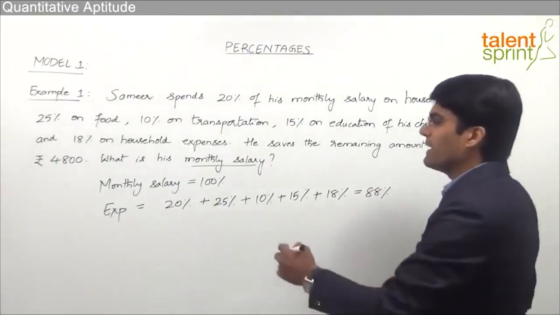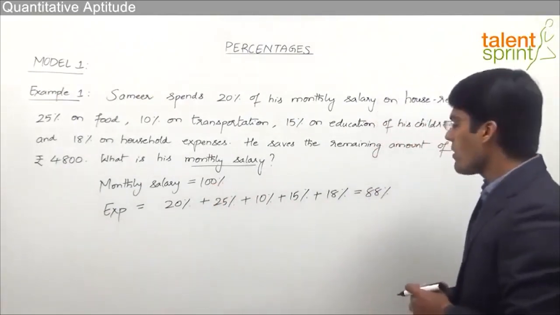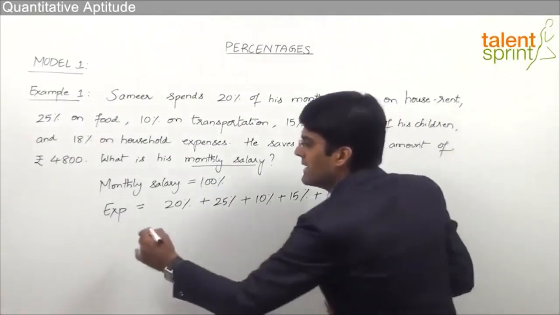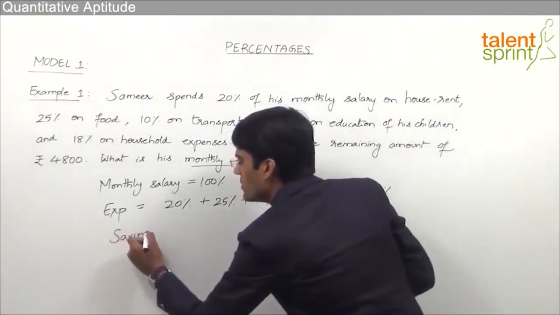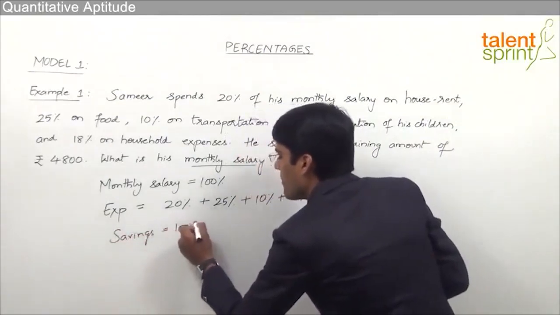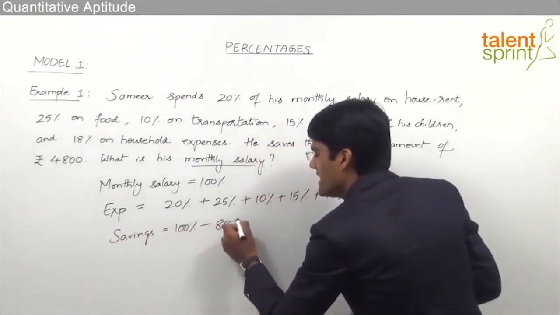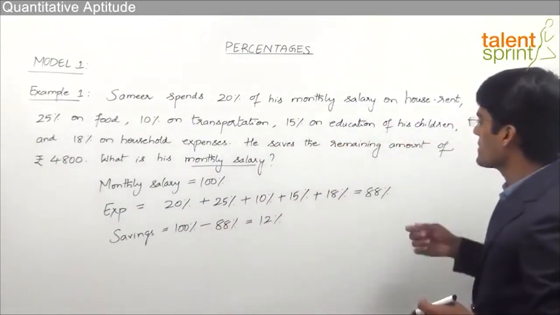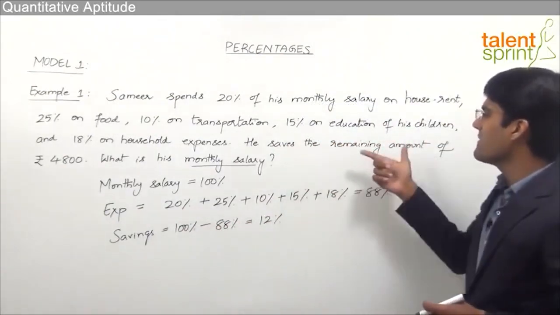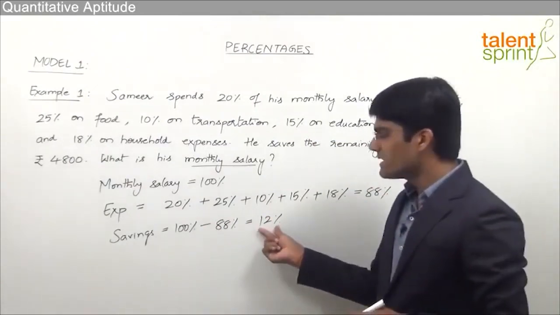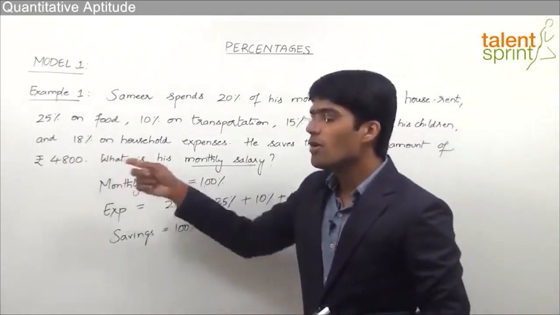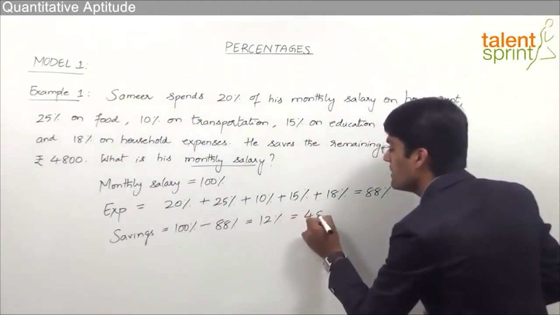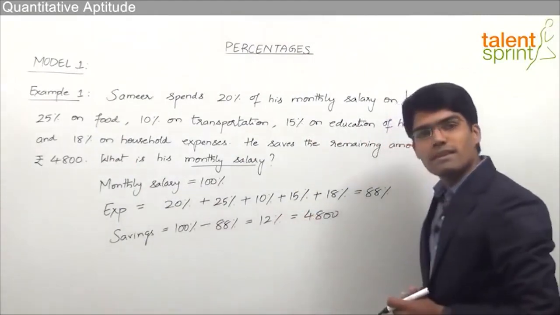Now we know that his monthly salary is 100%, out of which 88% has been spent. So it is obvious that his savings will be equal to 100% minus his total expenses, that is 88%, which comes out to be 12%. And in the given question, it is clearly given that he saves the remaining amount. The remaining amount is nothing but 12%, which is equal to 4,800. So his monthly savings are 4,800, which should be equivalent of 12%.